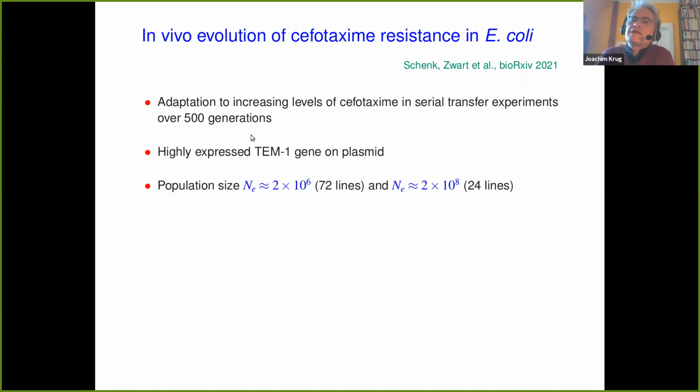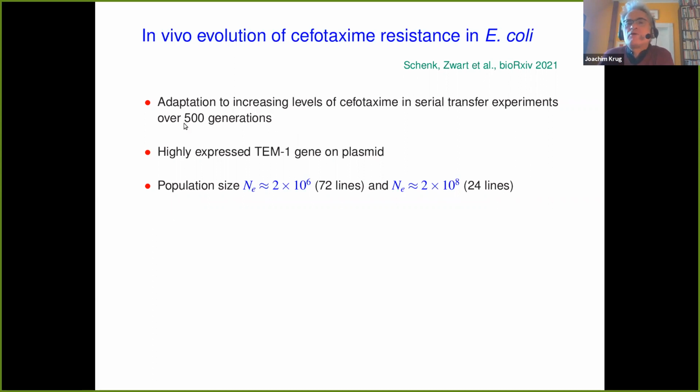There was a highly expressed TEM1 gene on the plasmid. So in principle, they could adapt to cefotaxime by generating mutations in TEM1, and some of them did that. But of course, they could also do other things. They had the whole chromosome available to them to generate mutations. The experiment was done by gradually increasing the level of cefotaxime in such a way that the cell density remained approximately constant.